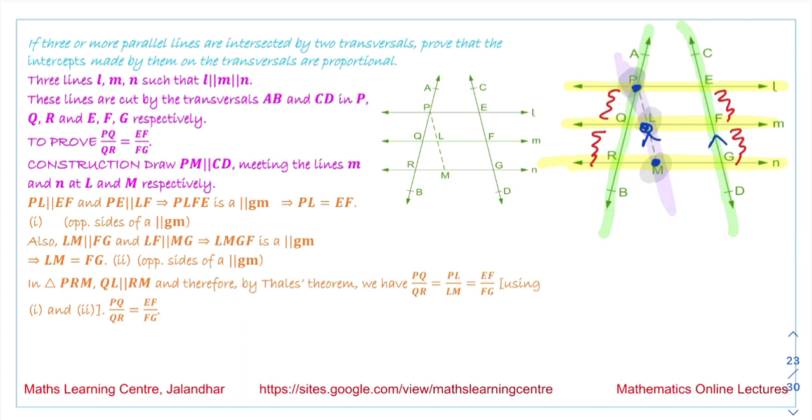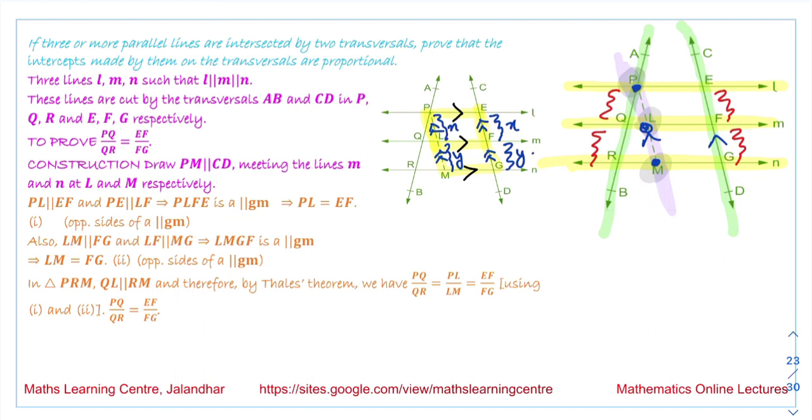Now if we look at this figure over here, we are talking about PEFL or PMGE. What we have is that this PE and BG are parallel. These 3 lines are parallel to each other. These lines are parallel to each other. It means it forms a parallelogram. So if length of this PL is X, then this EF is X. Both of these are equal to each other. If length of this LM is Y, then this FG length is also equal to Y.